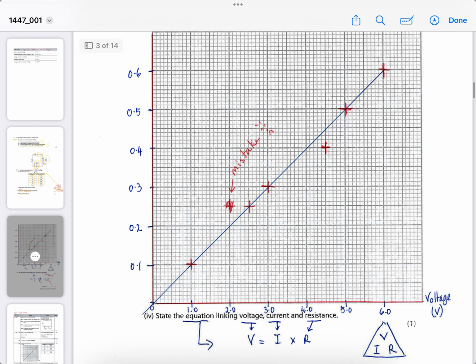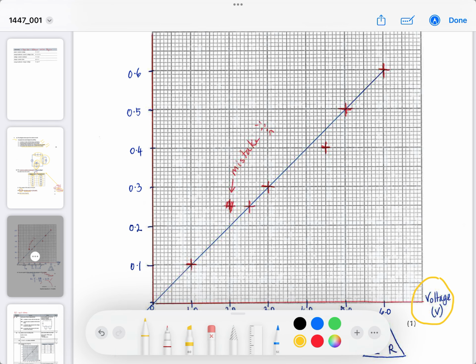Now you can see that I've made one mistake. When I initially plotted, I put one point in the wrong place, and I would have lost one of my plotting marks. And there's another mistake I've made. I've got the label here, but I have not put the label here. There's no label on this axis of the graph. Okay, so what should you put in there? It should be current in amps.